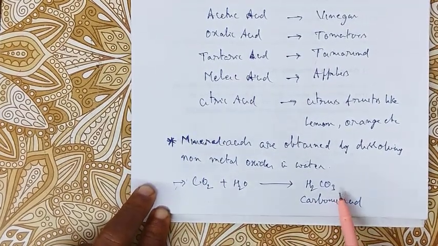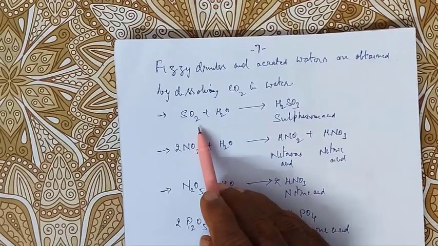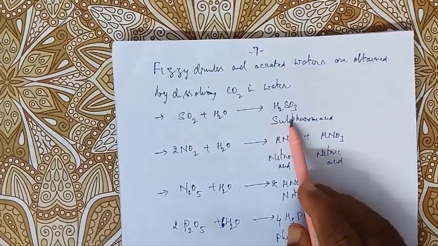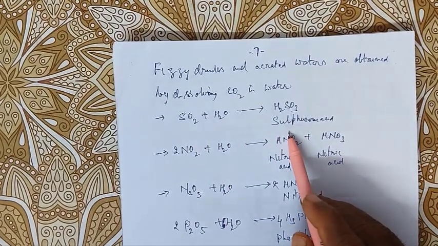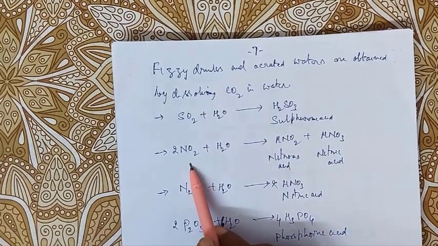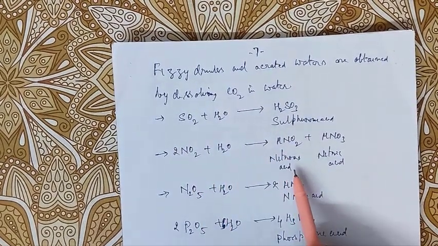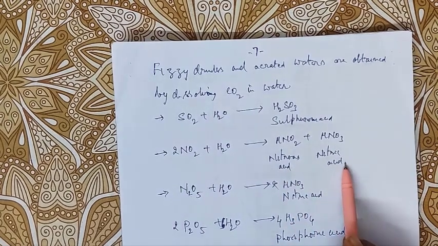This carbonic acid is nothing but a solution of carbon dioxide, and it is nothing but aerated water or fizzy drinks, etc. When sulfur dioxide is dissolved in water, we get a solution of sulfur dioxide, and it is sulfurous acid. Similarly, when nitrogen dioxide dissolves in water, we get two acids, that is nitrous acid and nitric acid.